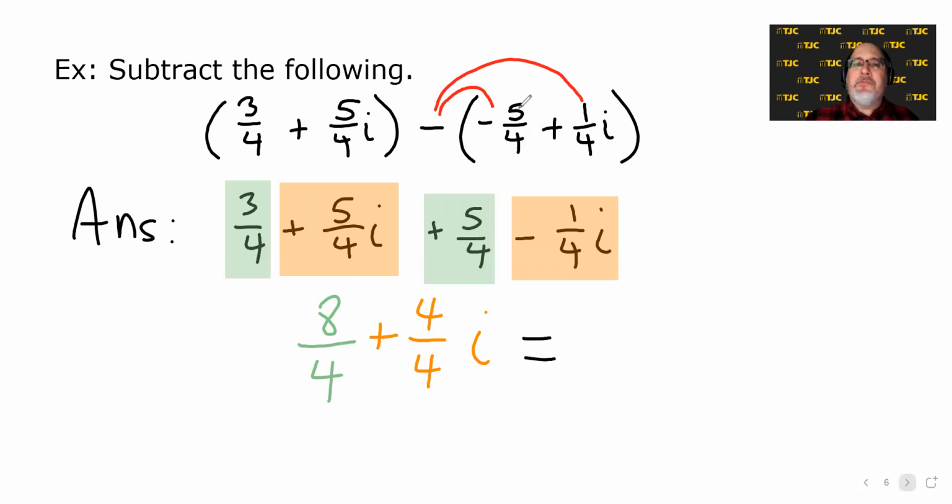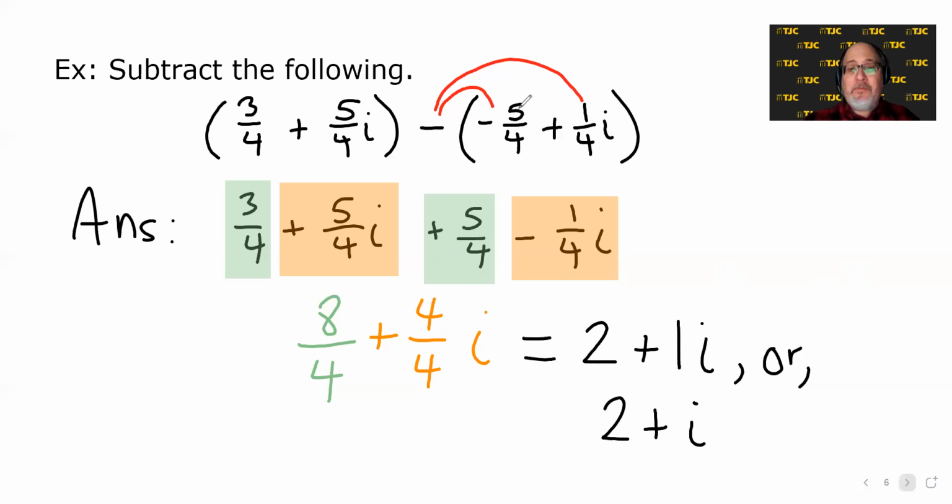But in this problem, not only do these fractions reduce, they flat out disappear. All a fraction is is a division problem. The first fraction says 8/4, which is the same as 8 divided by 4. 8 divided by 4 is 2. Plus, in front of the i, we have 4 divided by 4, which is 1. So we get a final answer of 2 plus 1i, or we could just say 2 plus i.